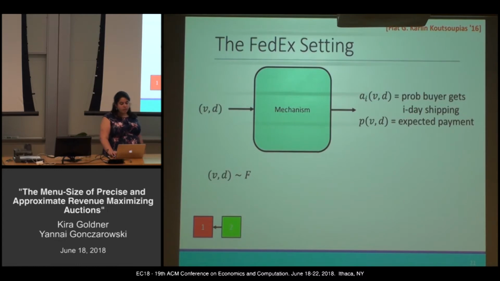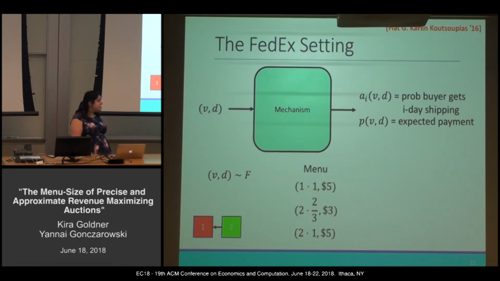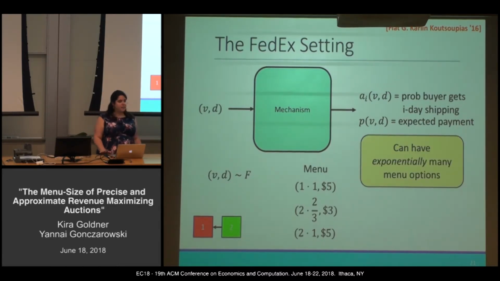And what this is going to look like is going to be a menu that says, I'll give you 1-day shipping with certainty for $5. I'll give you 2-day shipping with probability 2/3 for $3, or with certainty for $5, and so on. And what we're going to talk about is the fact that in this setting, all of a sudden we go from 1 to exponentially many menu options.